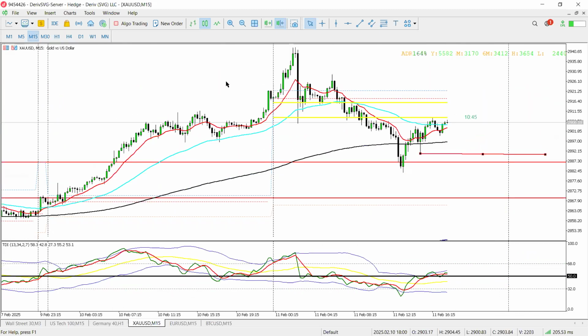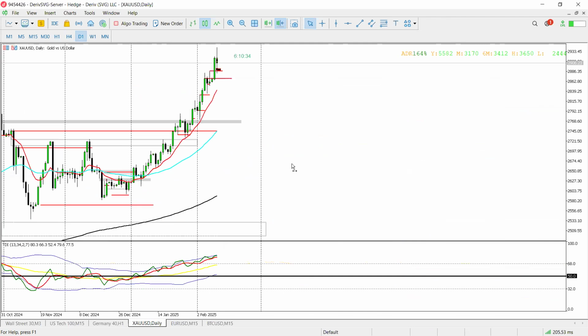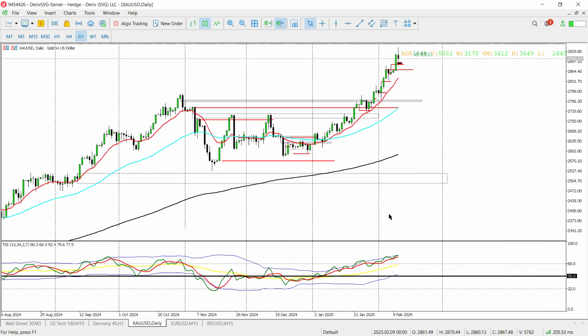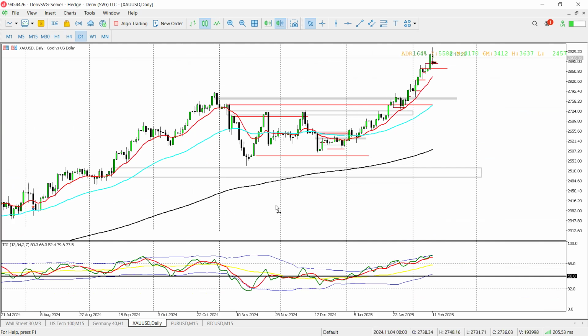Let's jump to gold, H1. So this is mainly tailored for day traders. That's why I'm using H1. But if you're also swinging, you can also use your daily or even H4. The same patterns are there. So let me explain them on the daily.